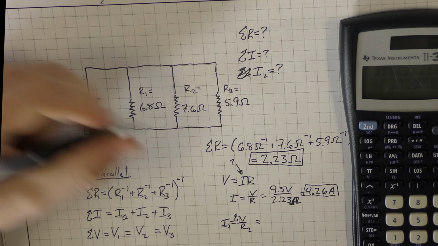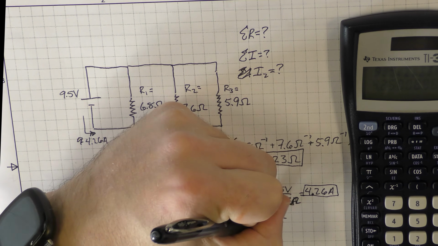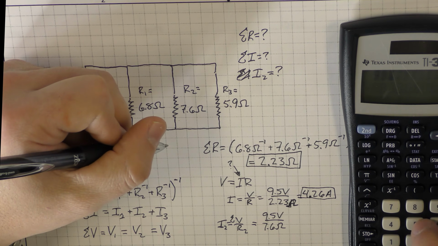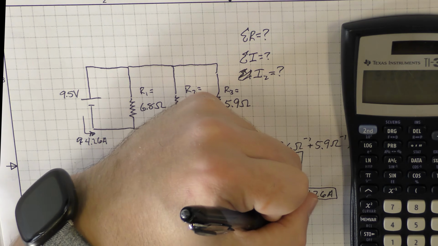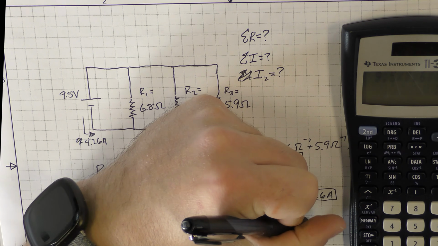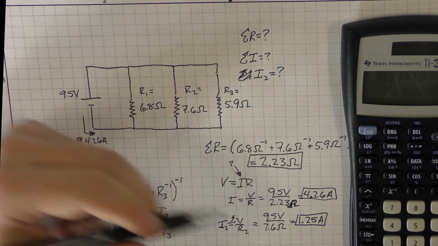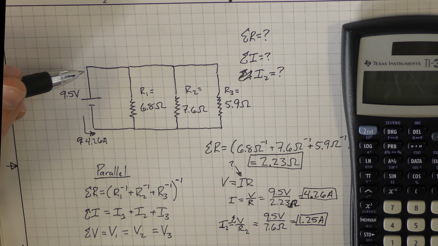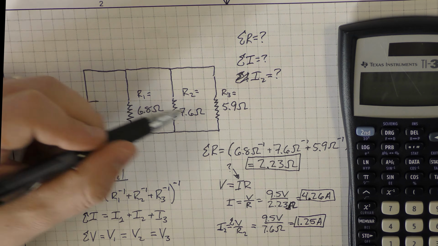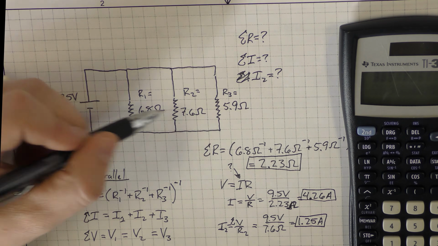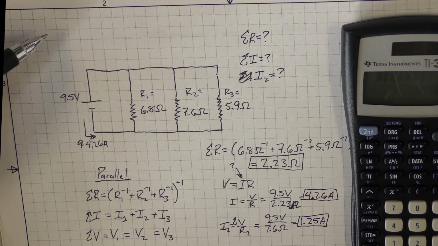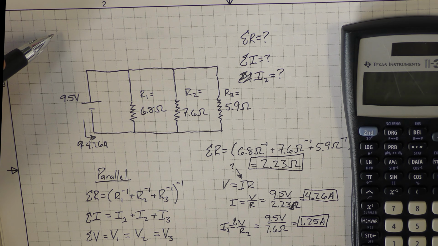So if we plug in what we know here, the total voltage is 9.5 volts, R2 is 7.6 ohms, and I get that the current through that second branch is 1.25 amps. So it's getting about 1/4 of the total current. If I wanted to, I could also calculate the current through this one and the current through this one, and these 3 currents should add up to about 4.26 amps. That's a good way to check your work.